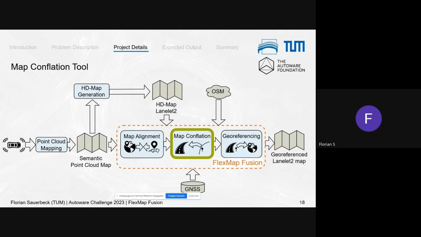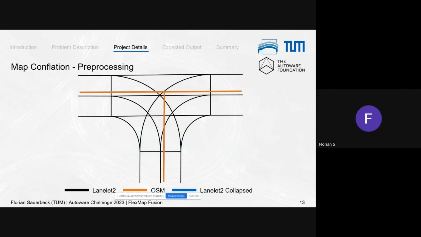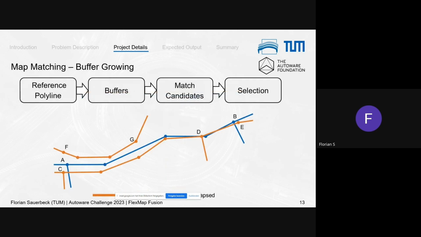So we now have 2 aligned maps. The question is, how can we conflate them, meaning how can we transfer information from OpenStreetMap into our local HD map? As you can see here, the problem is that, for example, this T-crossing looks different in the OSM representation than it does in our Lanelet2 representation. So we created some algorithms to bring them into a common representation. And this allows us to find the correspondences between the OSM and the Lanelet2 maps.